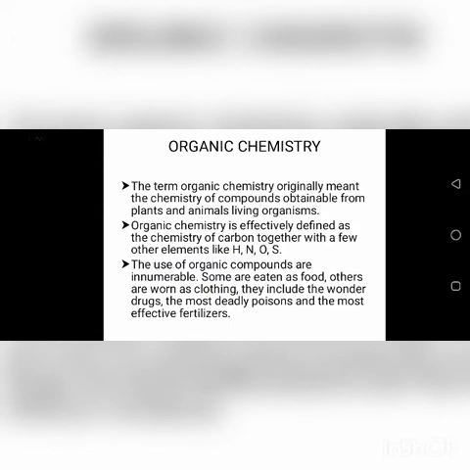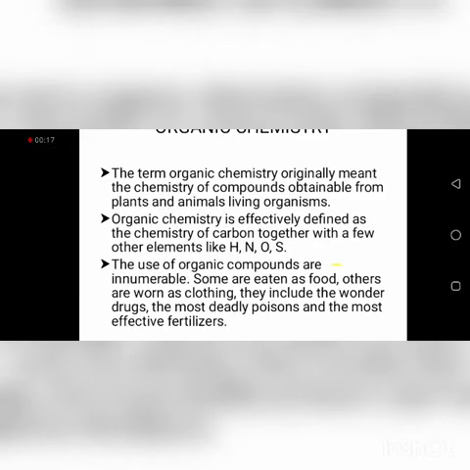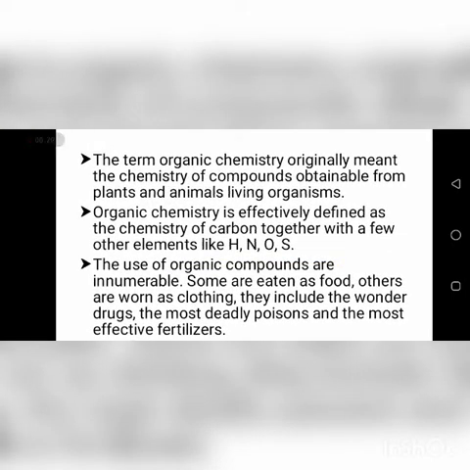So, what is organic chemistry? It originally meant the chemistry of compounds obtainable from plant and animal origin. So, organic compounds are compounds that are obtained from plant and animal origin. They are effectively defined as the chemistry of carbon together with a few other elements, like hydrogen, nitrogen, oxygen, sulfur, which are referred to as organic chemistry. So, what are the uses of organic compounds?